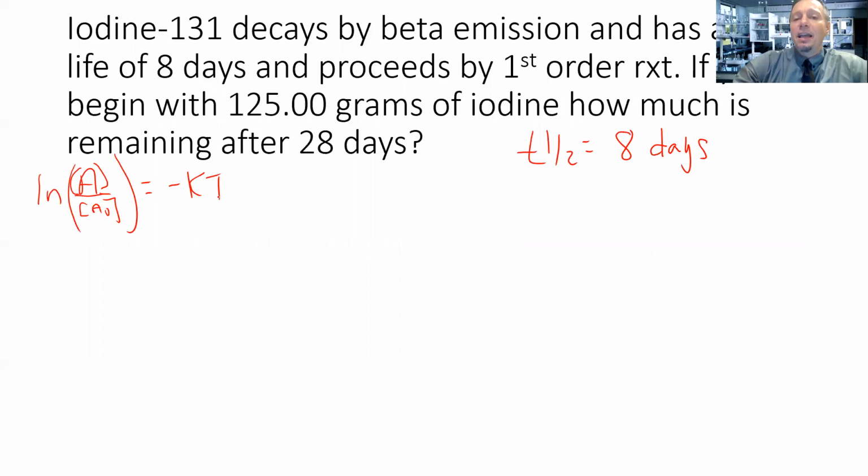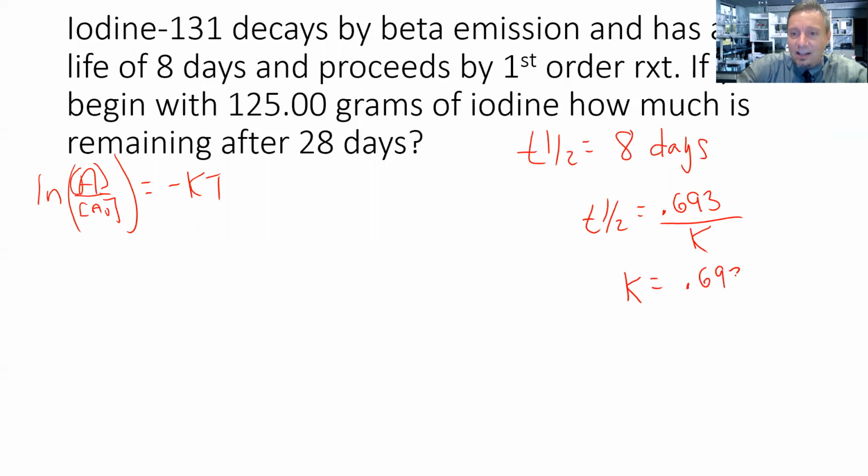Well, I have my t 1/2, so I know that t 1/2 equals natural log of 2, which is 0.693, divided by k. Well, I have t, but I don't have k. And as I look over here at my integrated rate law, I have to have k. So let me just rearrange this. I'm going to go k equals 0.693 divided by t 1/2. And I was given that.